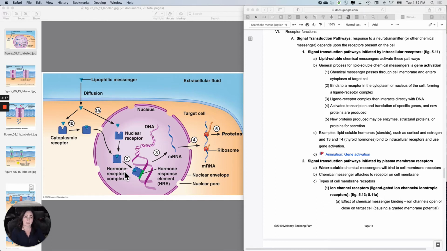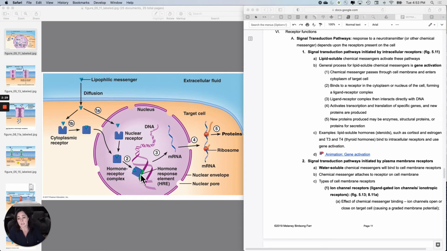So lipid soluble chemical messengers activate a pathway that is really direct. You don't have to play very much telephone if you can go straight into the nucleus. So this pathway is called gene activation. This looks super complicated, but basically the chemical messenger binds to the receptor, which is inside the cell. The new shape, which is a hormone receptor complex or a ligand receptor complex or whatever, goes all the way in and binds to a specific gene on the DNA.